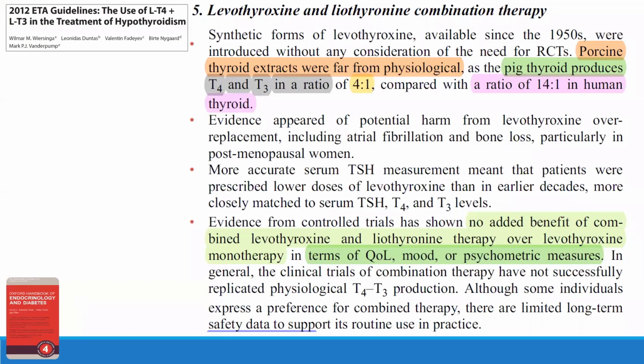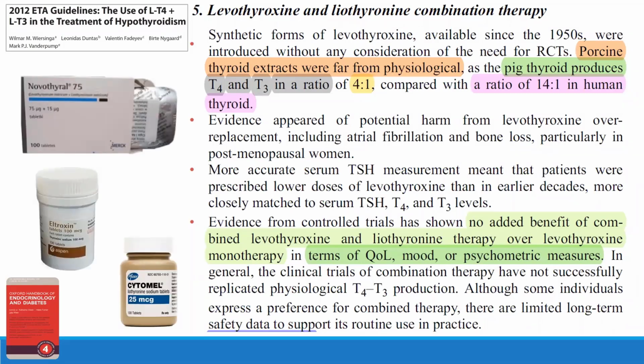But in porcine thyroid extracts, the ratio was far from the physiological. In pig thyroid products, the T4 to T3 ratio is 4 to 1. And the recommendation about the combination therapy is no added benefit of combining levothyroxine with liothyronine over levothyroxine therapy alone in terms of quality of life, mood, and psychometric measures. So the combination therapy is not recommended routinely.